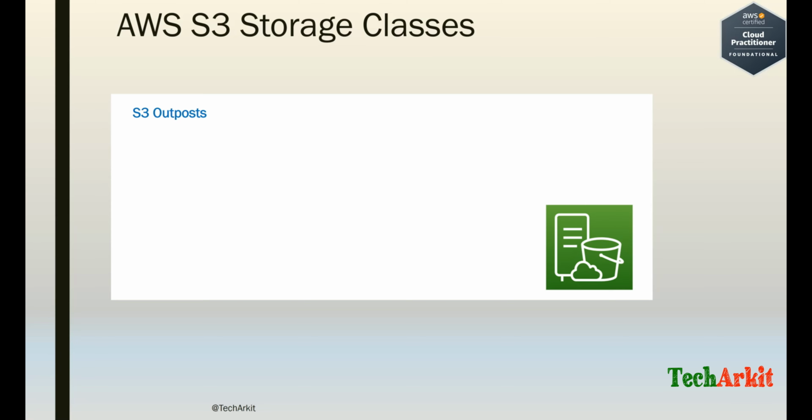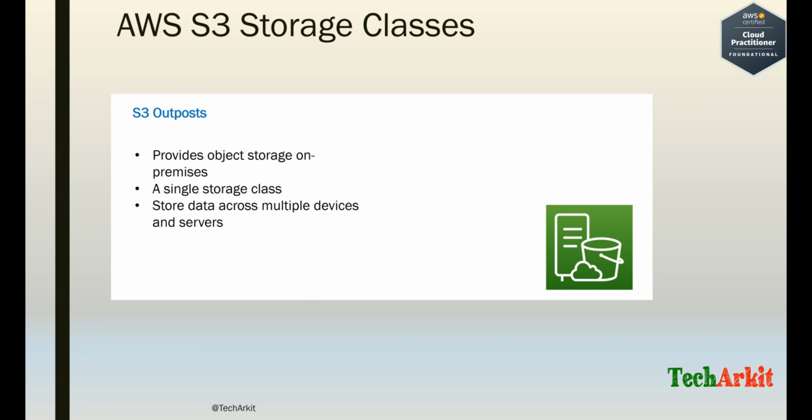So next one, S3 Outposts. We already saw that Outposts is available. This is basically storage on premises. AWS will build your S3 service in your local data center. Outposts offers a single storage class, so there are not many storage classes available here, and it stores the data across multiple devices and servers.